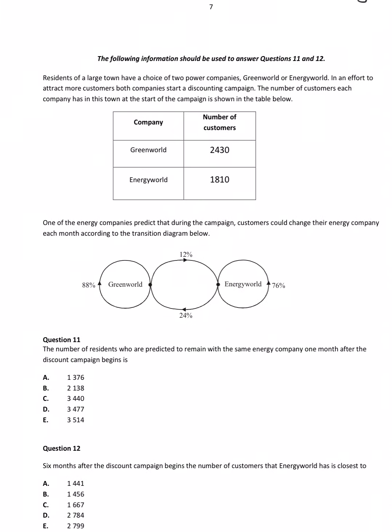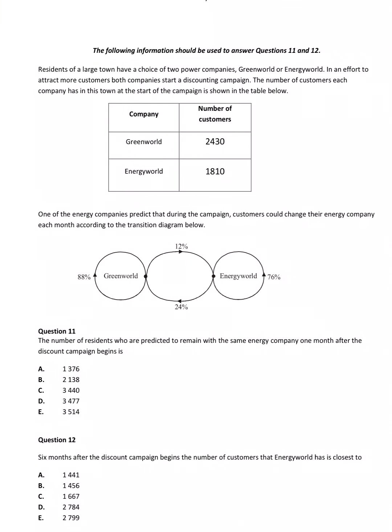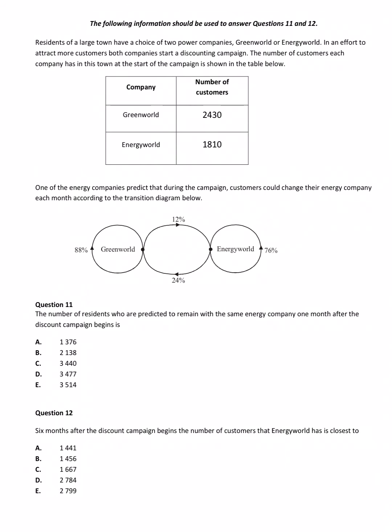Okay, question 11 and 12. Residents of a large town have a choice of 2 power companies, Green World or Energy World. In an effort to attract more customers, both companies start a discounting campaign. The number of customers each company has in this town at the start of the campaign is shown in the table below. One of the energy companies predicts that during the campaign, customers could change their energy company each month, according to the transition diagram.